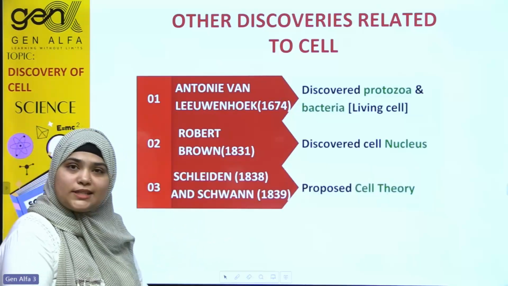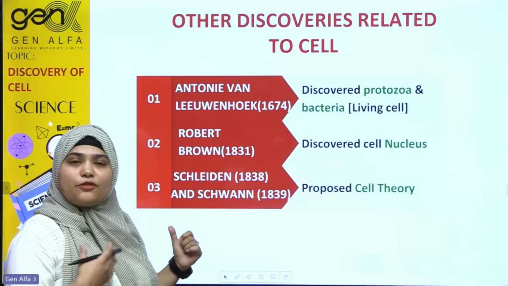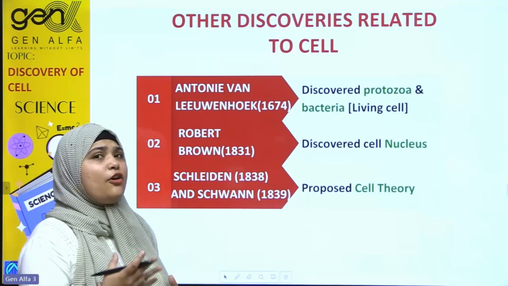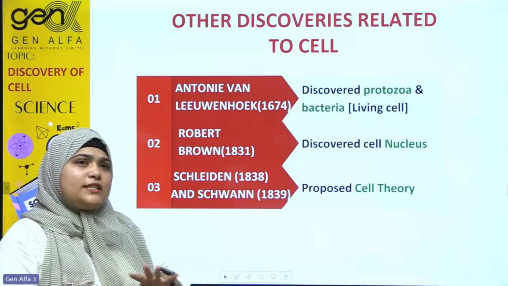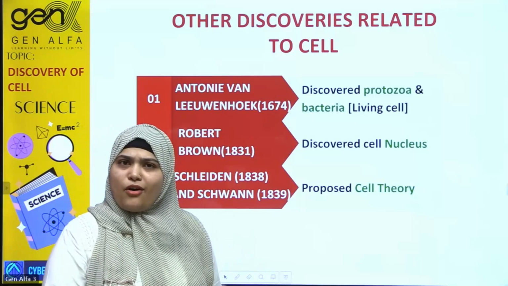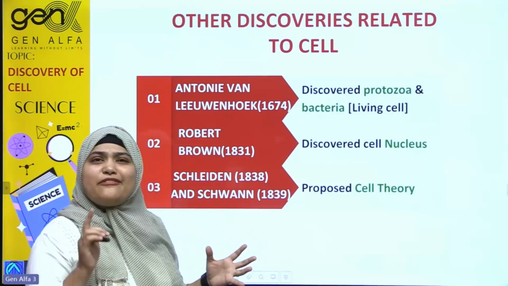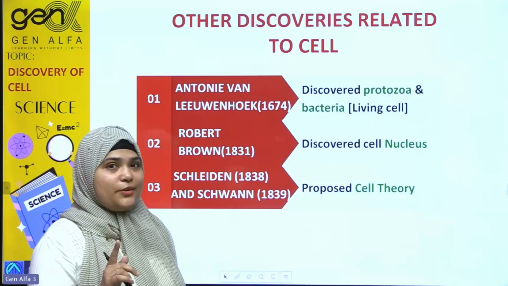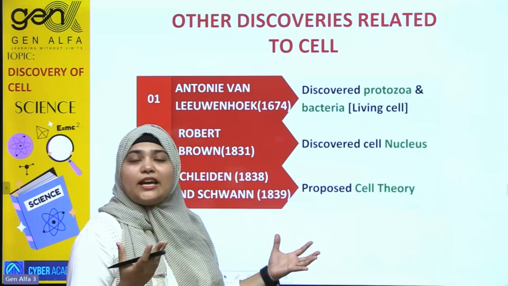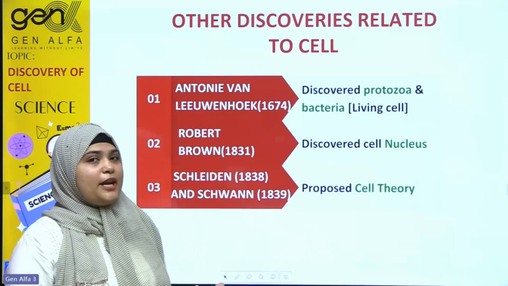Now let's meet two other scientists, Schleiden and Schwann. Schleiden was a botanist, meaning he was studying plant cells. And Schwann was a zoologist. He was studying animal cells. Both were studying different organisms and they teamed up and said, wait a minute, plants and animals are both made up of cells. So that was the very first postulate of the cell theory. These scientists founded the cell theory and gave the number one statement of the cell theory: every living organism, plants and animals, is made up of cells.